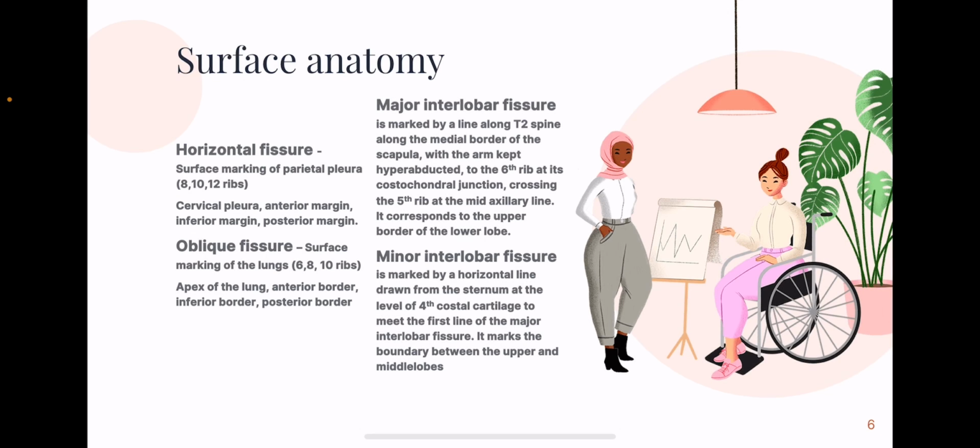Moving on to surface anatomy. We have the horizontal fissure, the surface marking of parietal pleura of the 8th, 10th and 12th ribs. It has a cervical pleura, anterior margin, inferior margin and the posterior margin. Then we have the oblique fissure, with the surface marking of the lungs from the 6th, 8th and 10th ribs, apex of the lung, anterior border, inferior border, posterior border. We also have the major interlobar fissure and the minor interlobar fissure.